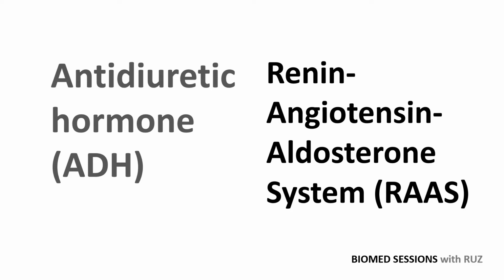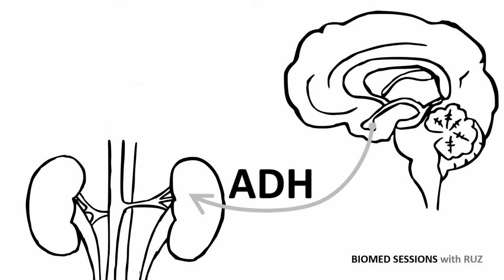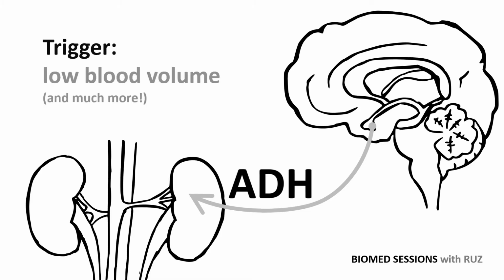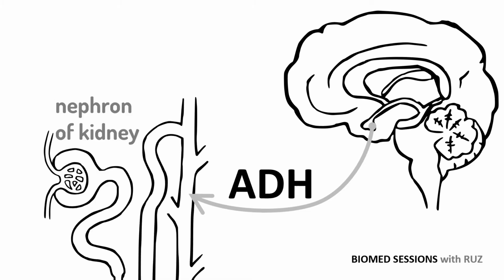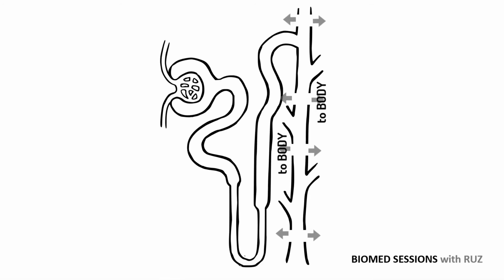The main hormone systems mentioned alongside hyponatremia are antidiuretic hormone, ADH, and the renin-angiotensin-aldosterone system, RAAS. Having a basic understanding of these will help you interpret investigations. ADH is secreted in response to a number of situations, including decreased blood volume. It mainly acts on the kidneys, specifically on nephrons, enabling more water to be reabsorbed back into the body, meaning less passes out as urine.